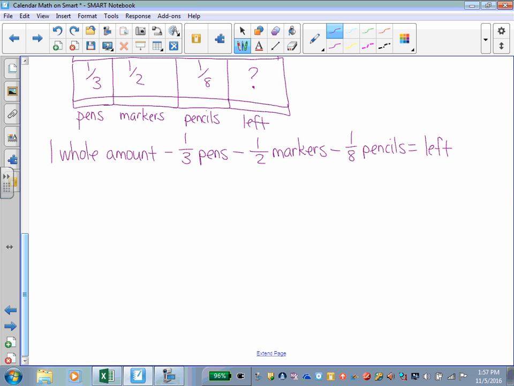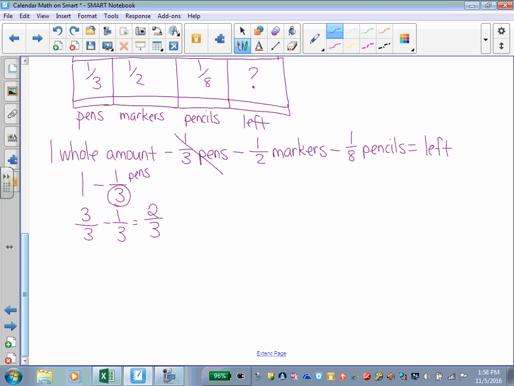Now, when you're subtracting, you don't need to try to subtract everything all at once. You subtract two amounts each time. So we're going to start with our one whole amount, our one whole minus the 1/3. 1 minus 1/3. Again, you have to have that common denominator, and since we already have a denominator of 3, we can change this one whole to 3/3 minus 1/3 gives us 2/3. This 1 minus 1/3 was the pens, so we did that.